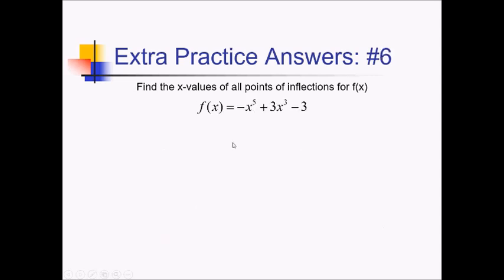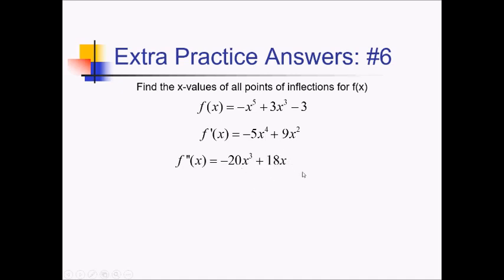For this problem, I'm trying to find points of inflection for this quintic polynomial. So for that, I need to see where the second derivative is changing sign. Let's get the second derivative, and before that even, let's get the first derivative. So we've got negative 5x to the fourth, just using the power rule here, plus 9x squared. And we need one more derivative, so f double prime, that's going to be negative 20x cubed plus 18x.